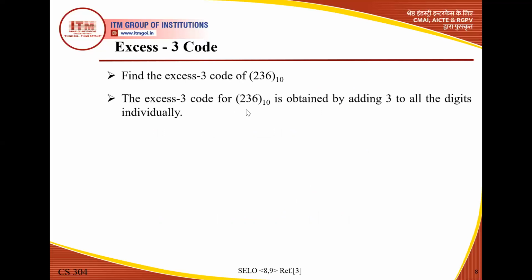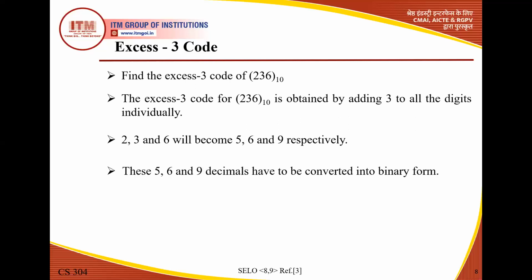The excess-3 code for a given number is obtained by adding 3 to all the digits individually. Then 236 becomes 569 because 6 plus 3 is 9, 3 plus 3 is 6, 2 plus 3 is 5. So we have 5, 6, 9 respectively. These decimals have to be converted into binary.